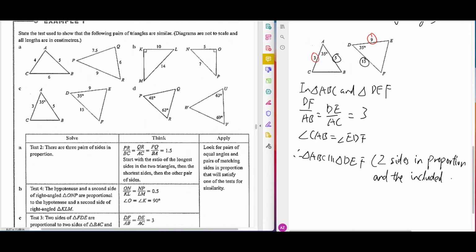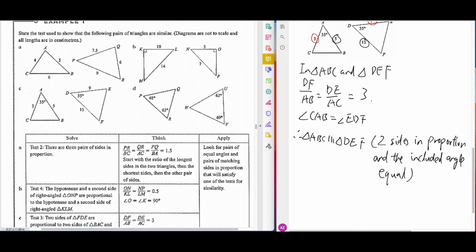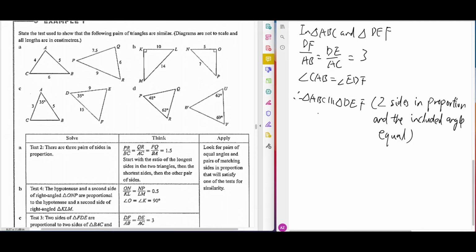So angle equal. Unfortunately, like I said, there's no quick way to write this reasoning. So you just need to write this, okay? Right, so hopefully this is also quite clear. Now, let's do one more.